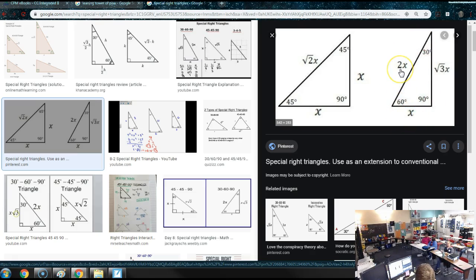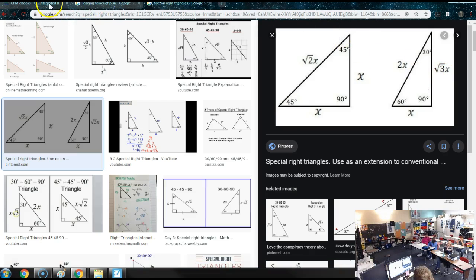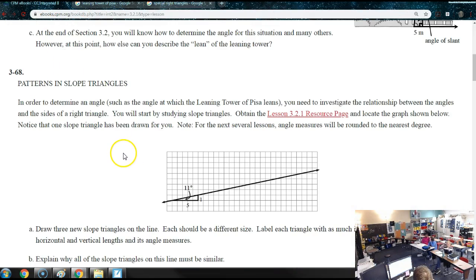So here's the cool relationship that happens here. The short leg is always opposite the 30 degrees. The hypotenuse will be double the short leg, always, in a 30, 60, 90. And then the long leg is radical 3 times the short leg. Because we know the two legs, we should find out the hypotenuse and then see if it fits that, see if it's a special triangle.